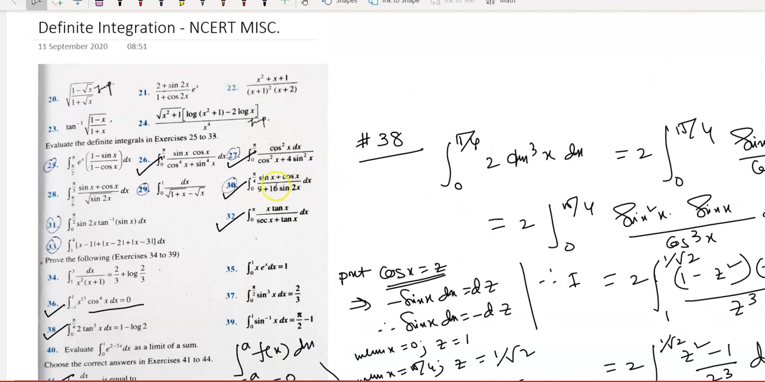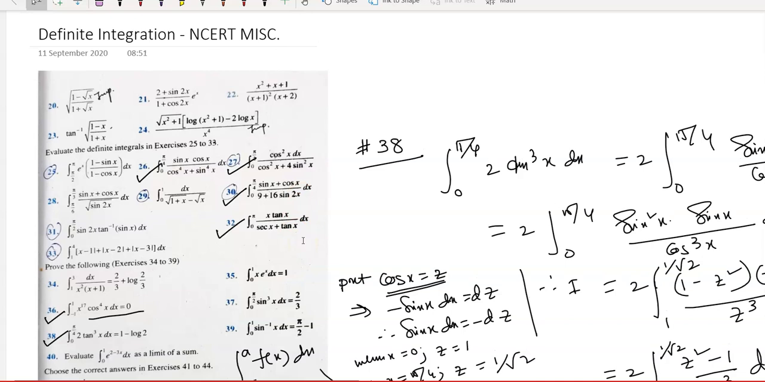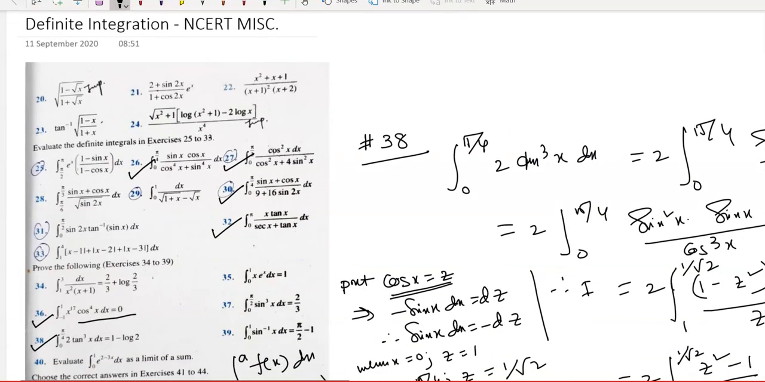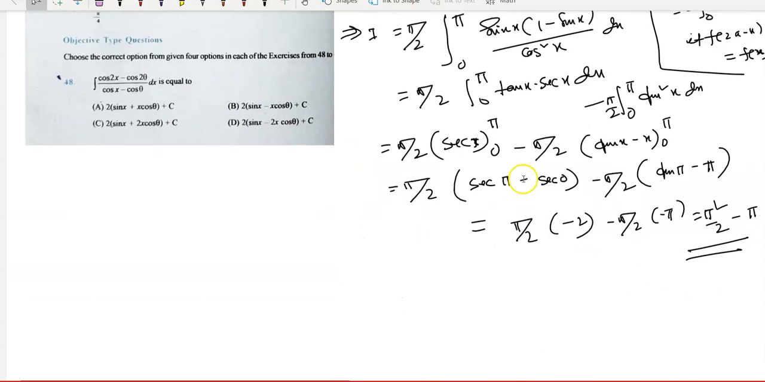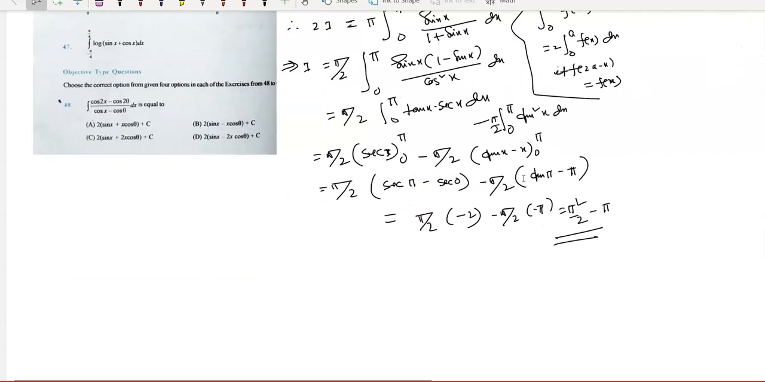Go for the next problem. Sin x plus cos x by 9 plus 16 sin 2x. We'll do it here. Enough space is there, I think. So first I keep this one open for you. Those who haven't done it, check once.